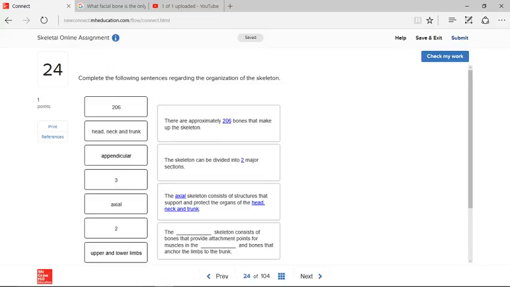It could be all this. Head, neck, and trunk. Oh. Because we have head. The head has muscles, the neck has muscles, and the trunk skeleton consists.